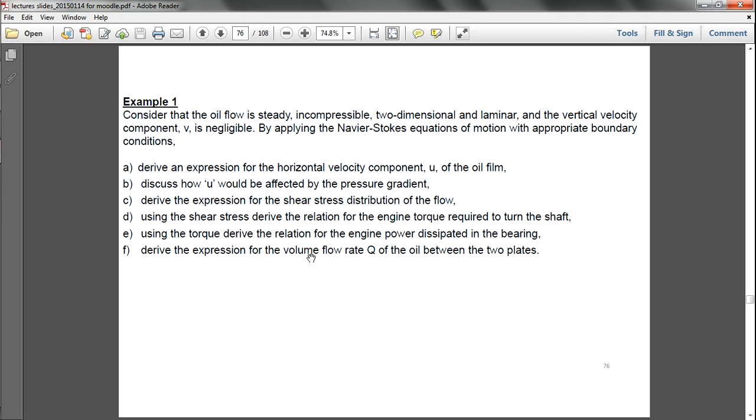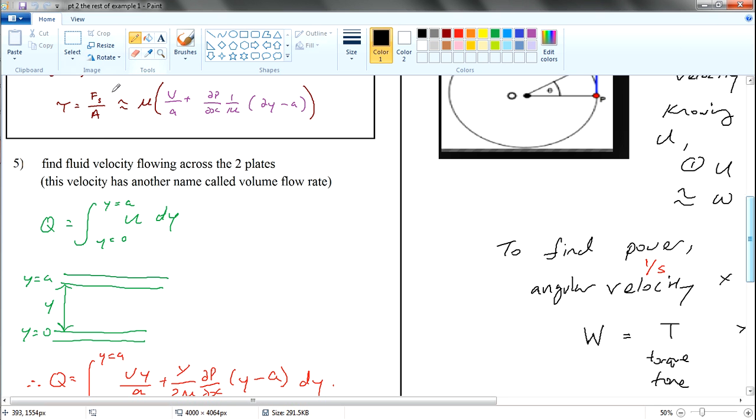Derive expression for volume flow rate Q of the oil between the two plates. Yeah, it's a little weird to understand. So my meaning, I may be wrong, is that we have to find the fluid velocity flowing across the two plates. Will that ring a bell?